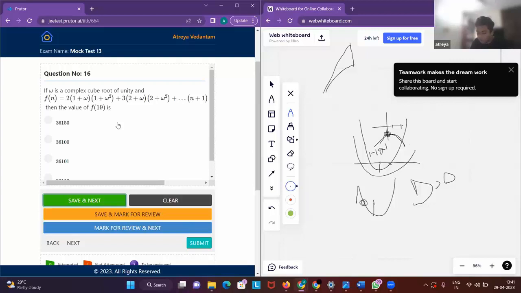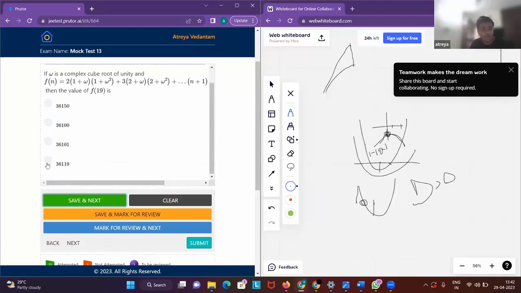Here's where we do a bit of calculation. So 19 squared is 361, which makes sense, right? 361. So it's 361 into 100, so 36100 plus 19. So it's 36119.